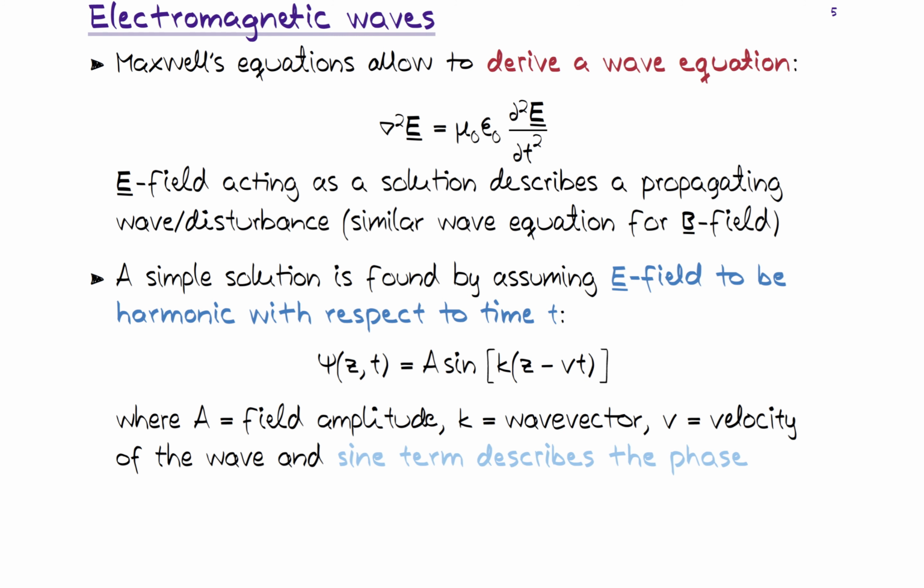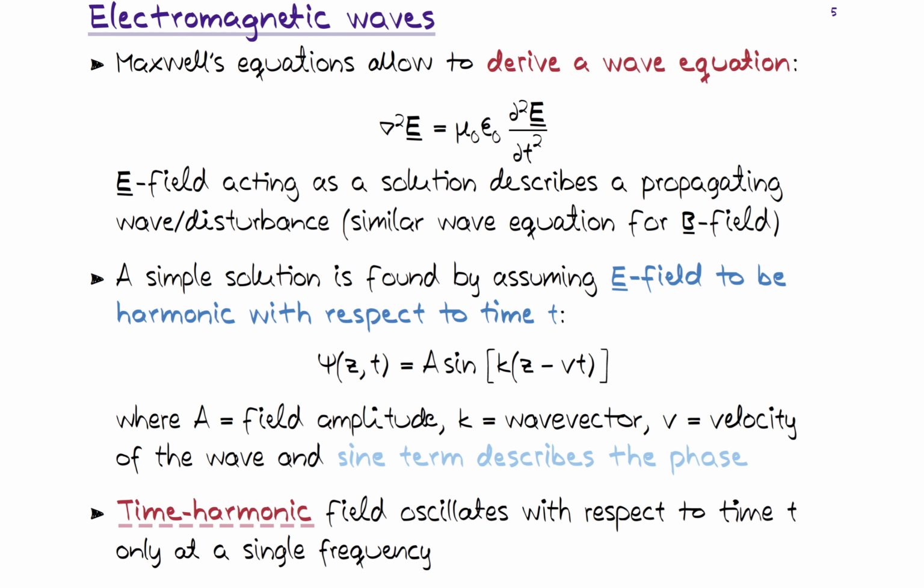And then this sinusoidal modulation describes how the phase of the wave evolves when we are either letting the time, t, flow, or we are looking at the wave in different spatial locations, so in different locations of z. Time harmonic field just means that it oscillates sinusoidally with respect to time. Another way of looking at it is that if it oscillates sinusoidally, we only have a single frequency that describes how light looks like.